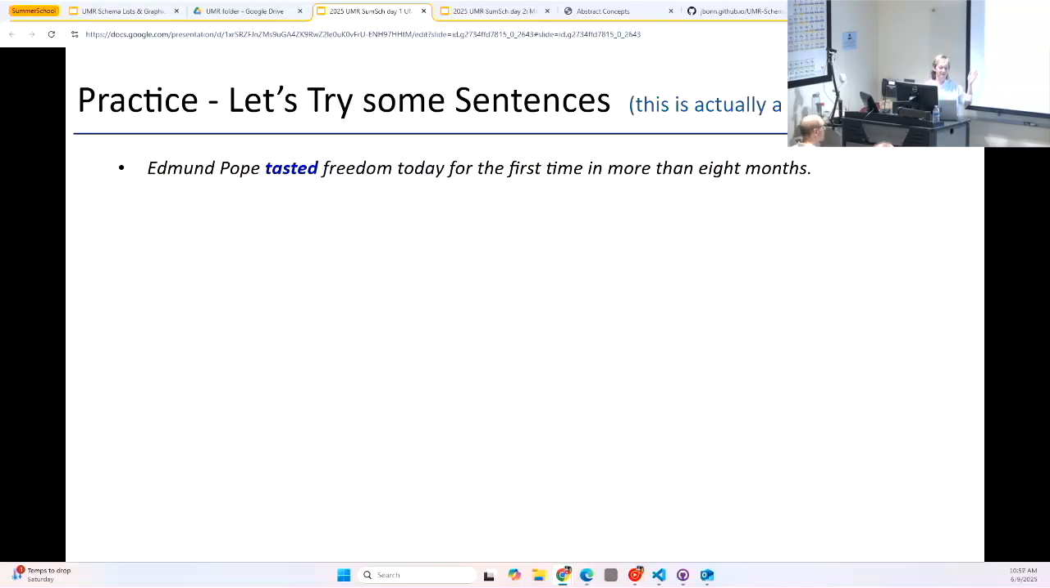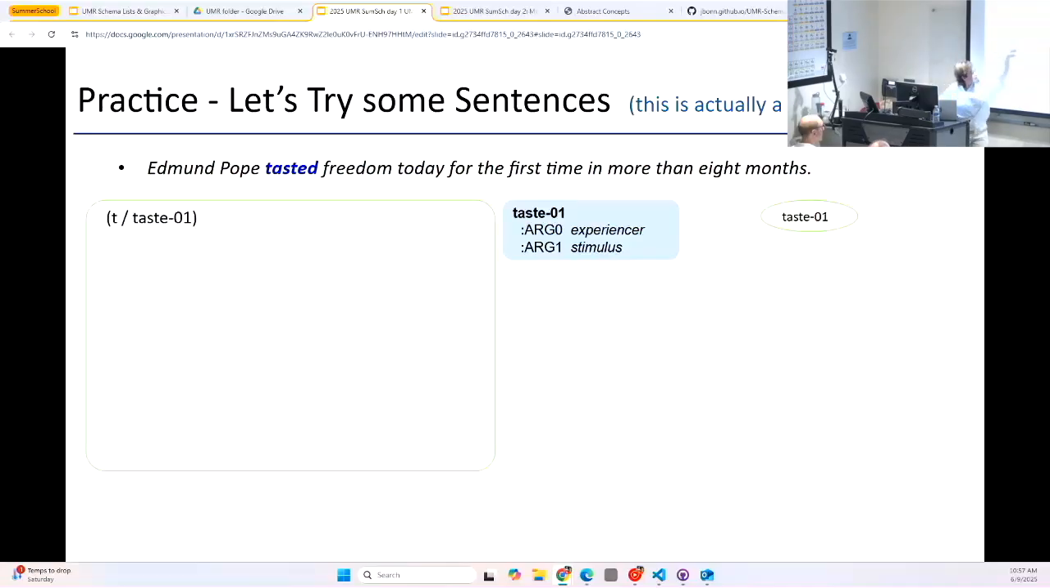Tasted. Main verb at the top. We have a role set for taste in English PropBank. There's an experiencer, arg 0, there's a stimulus, arg 1. So I'm going to have an AMR. Actually, it's going to be a UMR graph because they're slightly different. It's going to be UMR, and then a tree form over on the other side. Okay, so taste at the top.